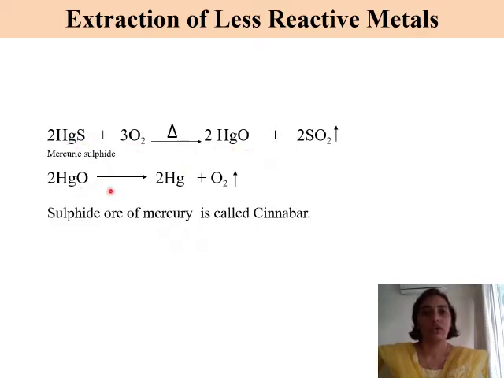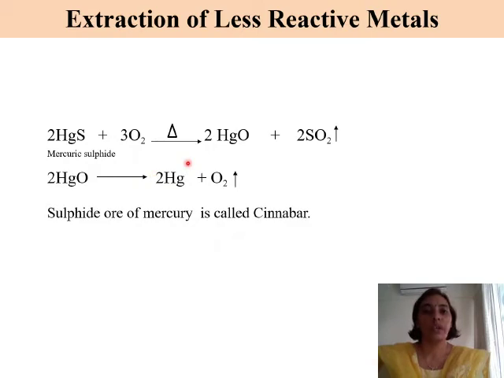Now this oxide ore is then further heated in limited supply of air, and we are going to get mercury in the pure state and oxygen gas is removed. So this is a decomposition reaction, a thermal decomposition reaction, but in limited supply of air it is being brought about.